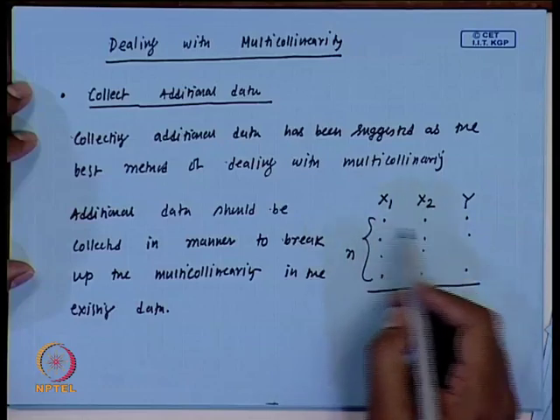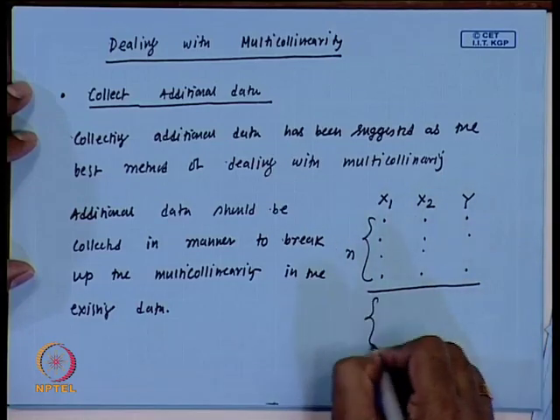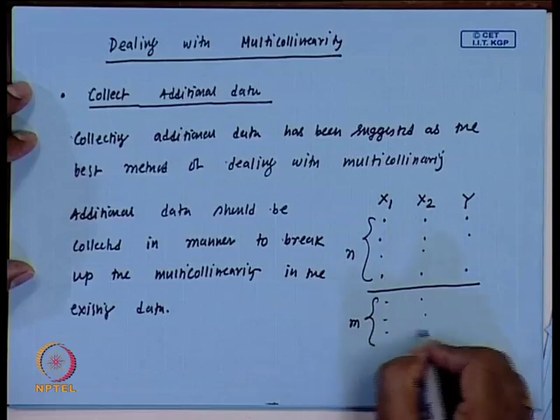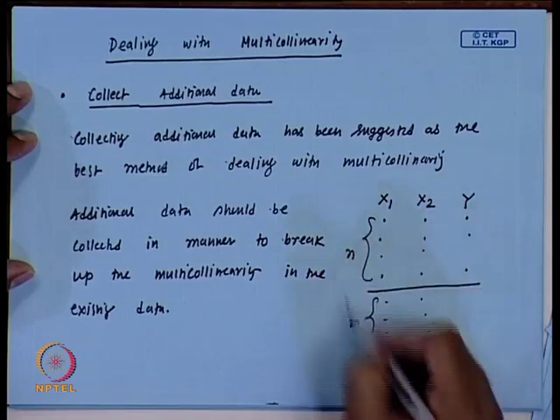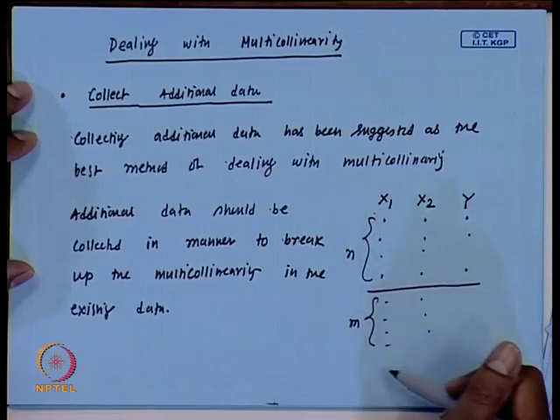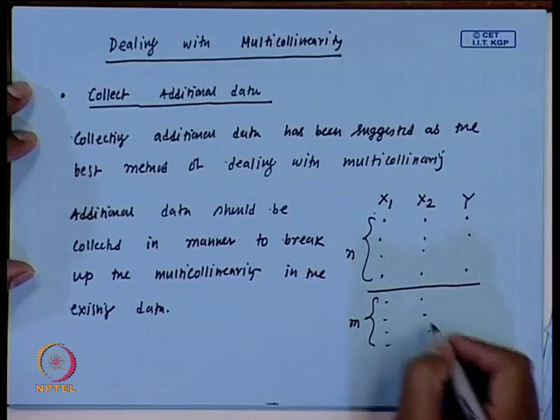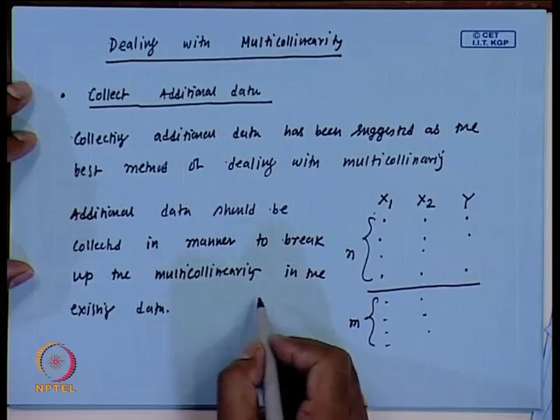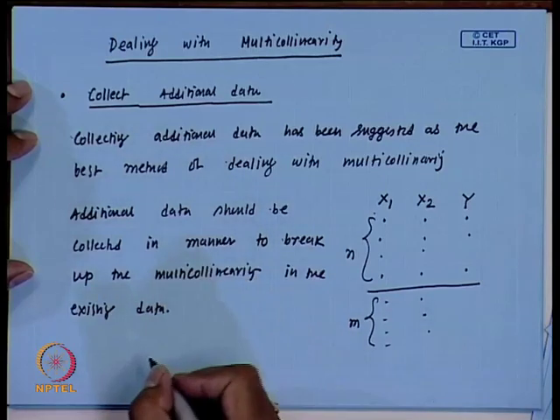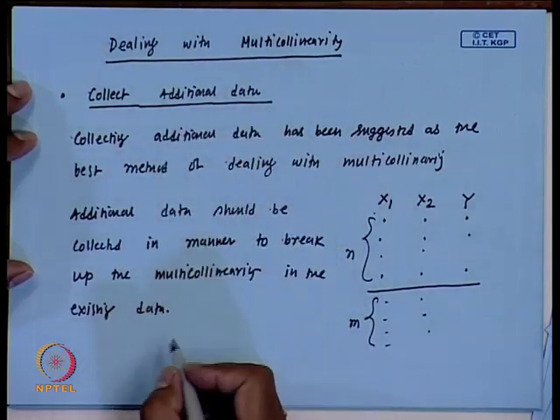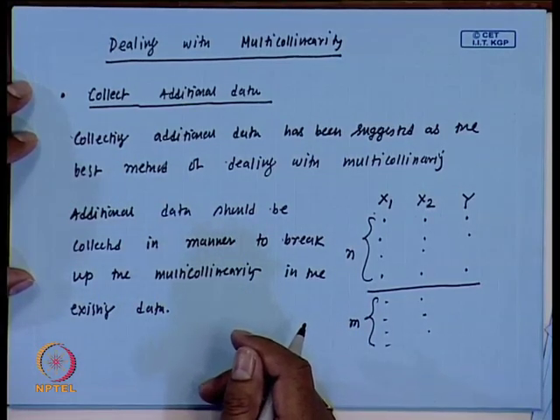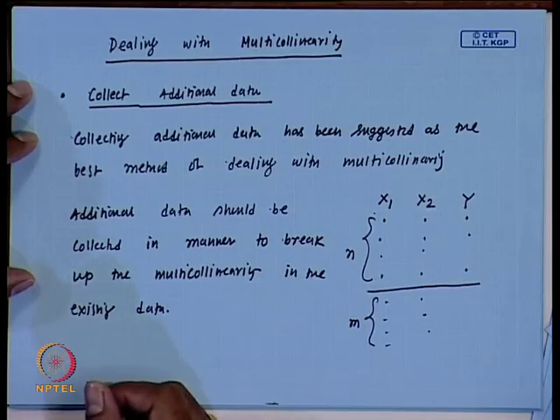So you collect some more additional data, say m data points, in such a way that when you combine the complete set of data, n plus m data, then x1 and x2 are not linearly dependent anymore. You have to collect the data in a manner to break up the multicollinearity in the existing data. Okay. So this is one way to deal with multicollinearity, or to break the multicollinearity in the existing data. But in many instances, this is not possible in practice.